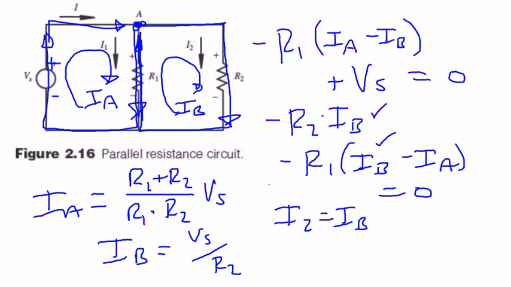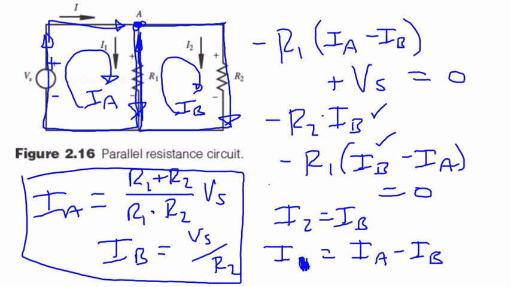Now the trouble is I1 is the difference between IA and IB, and the trick is to figure out which one goes first. Is it IA minus IB or IB minus IA? What you can see is I1 is in the same direction as IA, and so we'll put that one first. So I1 is really IA minus IB, and those are calculated here. So once you plug in those values and simplify, you'll actually have the solution for I2 and I1.